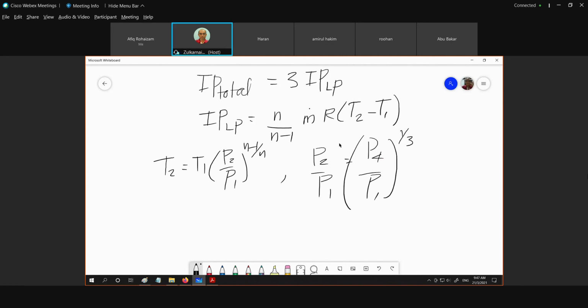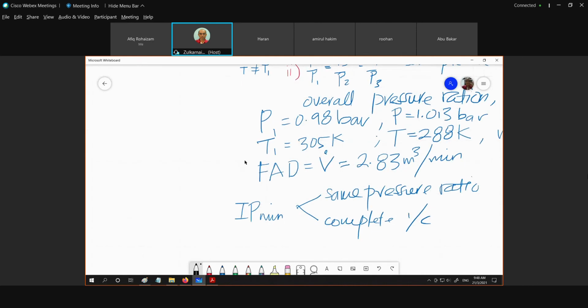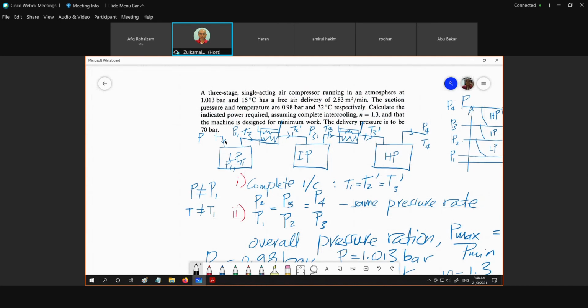Very basic. Saya tak hafal formula yang panjang-panjang tu, saya tak hafal. Saya guna yang ini, very basic. Di mana untuk dua condition being fulfilled tadi, this IP total is 3 IP LP ataupun 3 IP HP ataupun 3 IP IP. What is IP LP? Is equal to n over n minus 1 m dot R (T2 minus T1) yang kita dah buat letakkan numbering tadi lah. This is the numbering that we have put here.